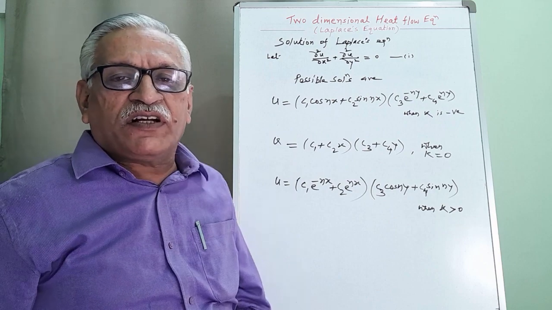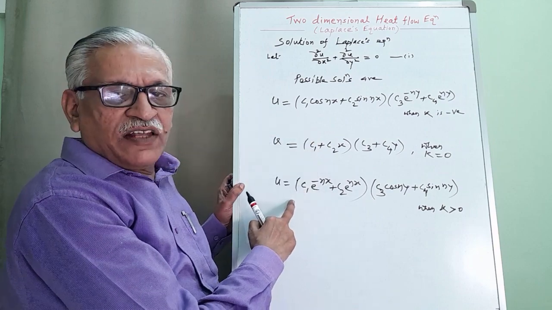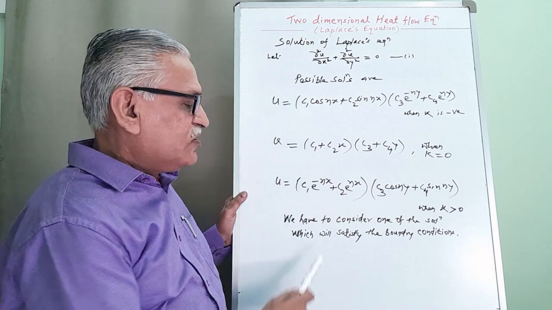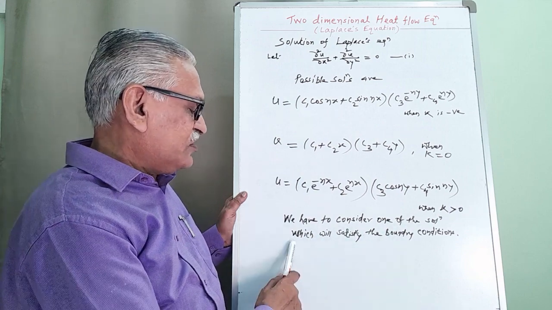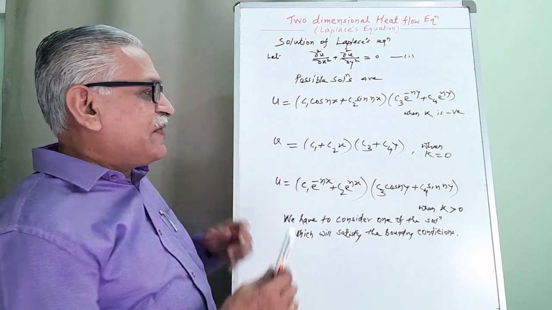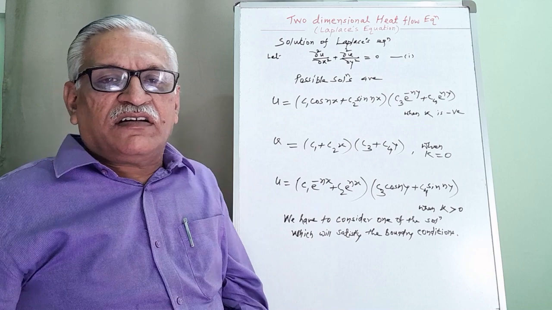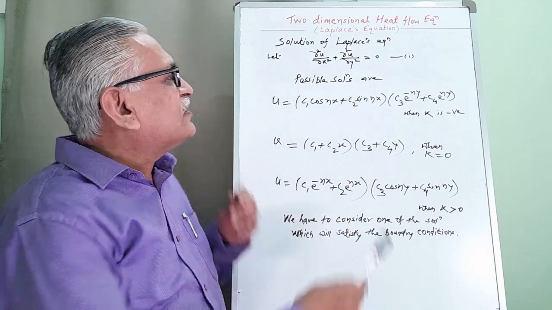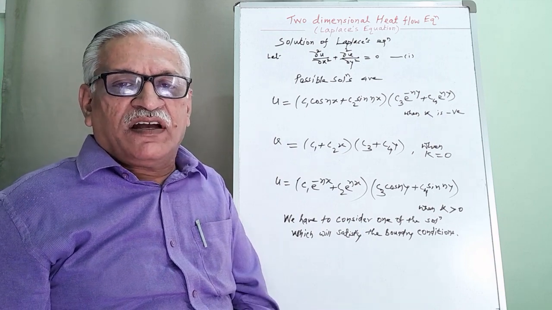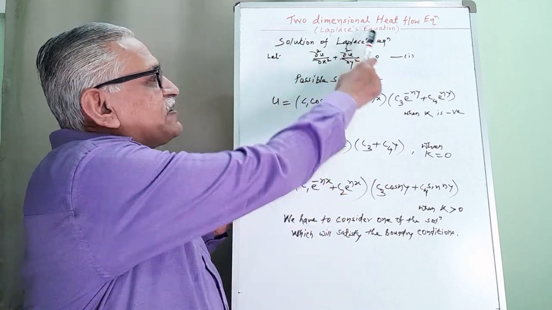And depending upon the given conditions, we have to use either the first one, the second or the last one. We have to consider one of them as the solution, which will satisfy the boundary condition of the given problem. Therefore, depending upon the boundary conditions, we have to consider one of them as the required solution of that given Laplace equation or given two-dimensional heat flow equation. In my next video, I will discuss one problem based on this two-dimensional heat flow equation.